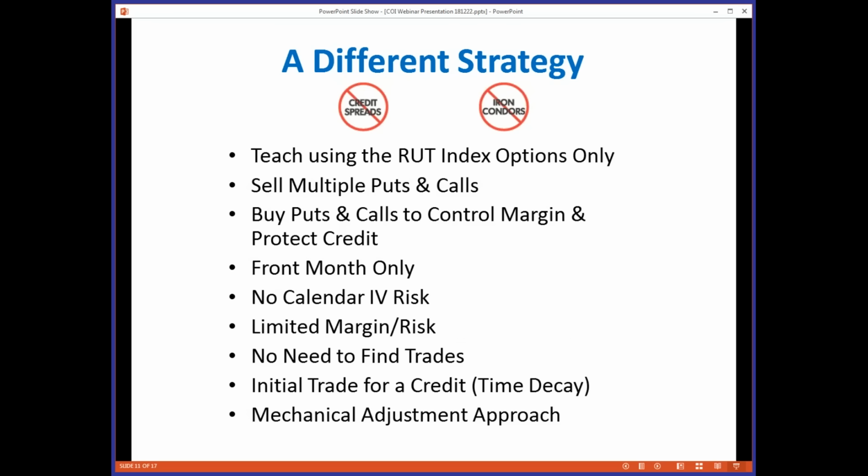Okay, the options income strategy. One of the things I want to emphasize is that I think this is a different kind of strategy than what most people are doing. Those two icons up there, no credit spreads, no iron condors, came out of my experience going to the Traders Expo in Las Vegas in November of 2008.